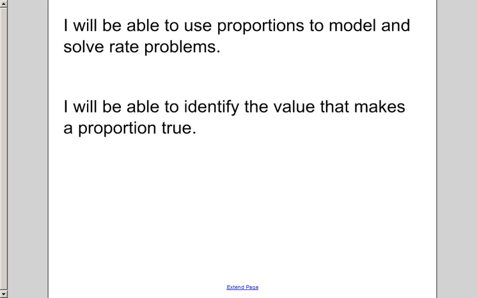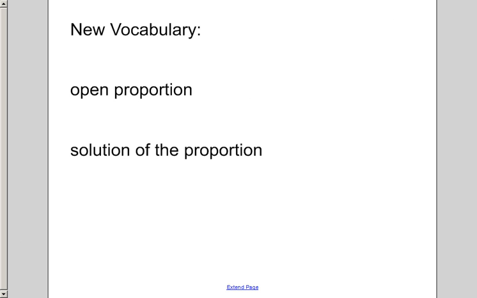And here's our learning target. After this lesson, I will be able to use proportions to model and solve rate problems, and I will be able to identify the value that makes a proportion true. So when I have a variable in a proportion, I'll be able to identify what that variable equals. We have two new vocabulary words or phrases, an open proportion and then the solution for a proportion.